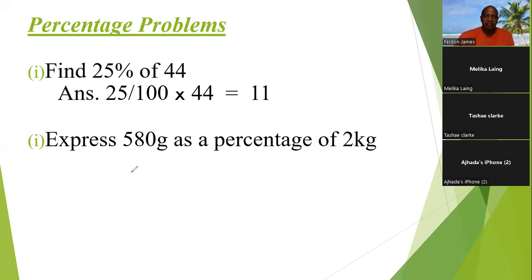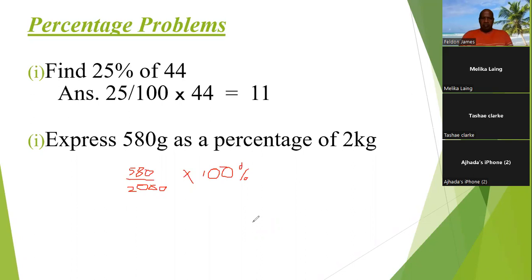Give me the workings. So 580 over 2,000. And I got 2,000 because I converted the kilogram to gram. Don't give me an explanation yet. Just give me what you have. And so 580 over 2,000 times 100. Yeah. All right. And we generally put the percentage symbol just to remind you that the answer will be in percentage. All right. So go ahead now, Ms. Leng, and explain to us what you did and why you did.